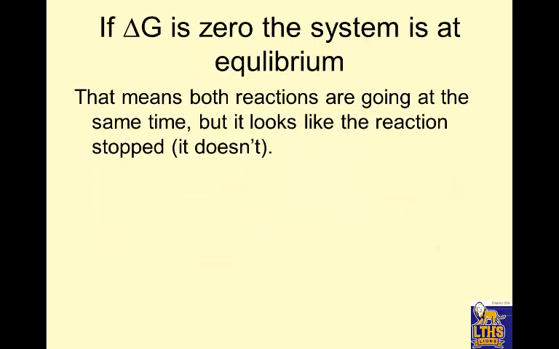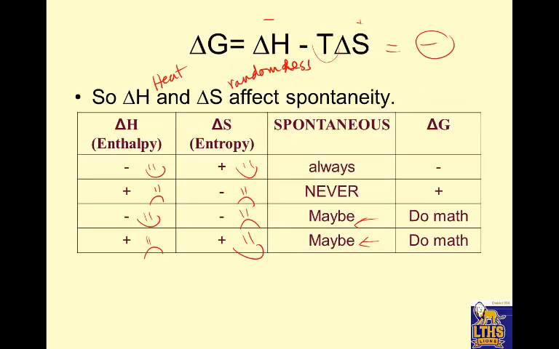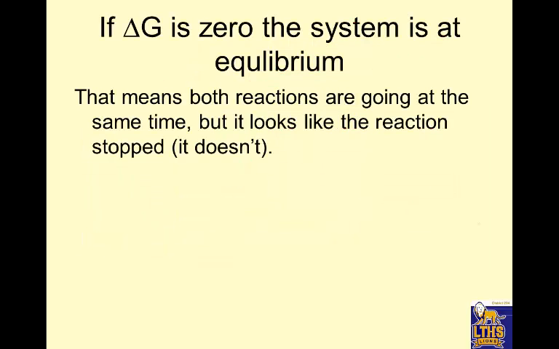You might be thinking, Mrs. Harbin, you told us when delta G is negative, it's spontaneous, and when it's positive, it's not spontaneous. But what if delta G is 0? Then the system is at equilibrium. That means the forward reaction is happening, the reverse reaction is happening, and they're happening at the same rate. So it doesn't look like anything's happening, but it is. We're going to talk about that later.